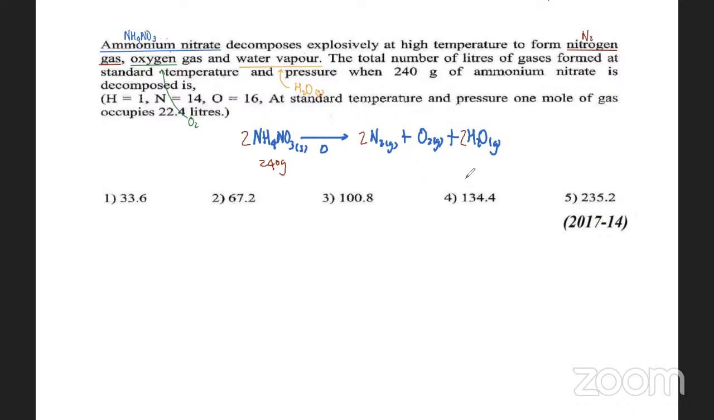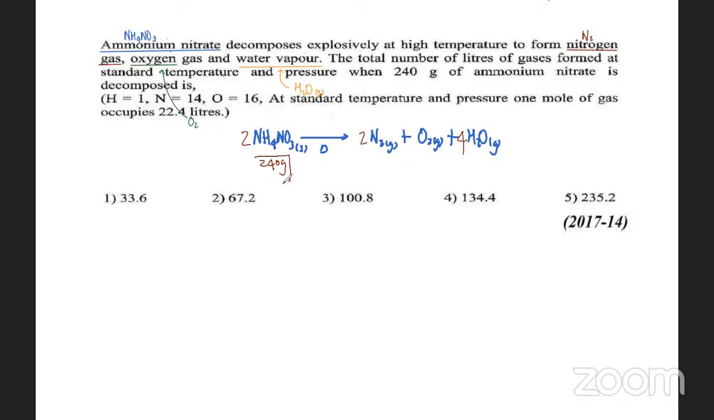No. I have to put 4 here, because I have 8 hydrogen on the left side, so I have to put a 4 here. Sorry. Now it is balanced. I have 8 hydrogen, so I put a 4 here. This is the reaction. Always remember, balanced reactions must be written.